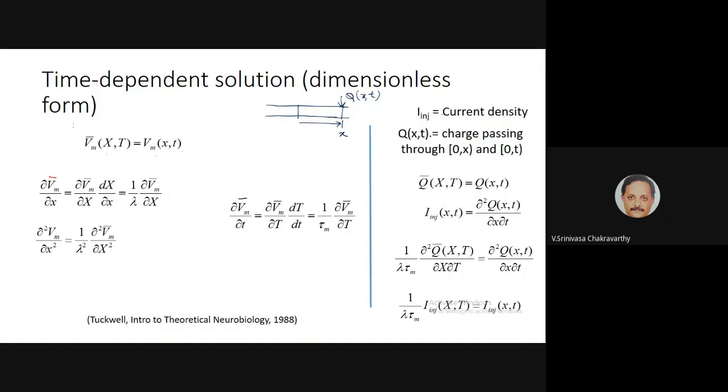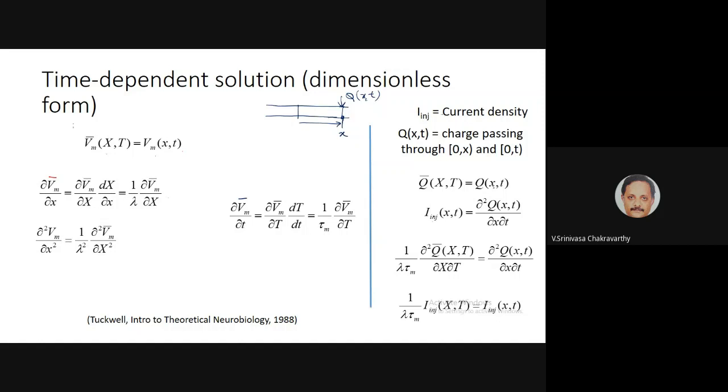Now that quantity is the same. So instead of small x and small t, if I use the new variables capital X and capital T, the corresponding capital X and capital T values, then the charge that has flown into the cable is still the same. I'll call this new charge, which is in terms of capital X and capital T, Q bar. So Q bar is equal to Q, if you apply the corresponding values, that is capital X is equal to small x by lambda, and so on.